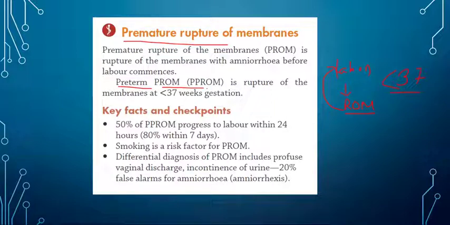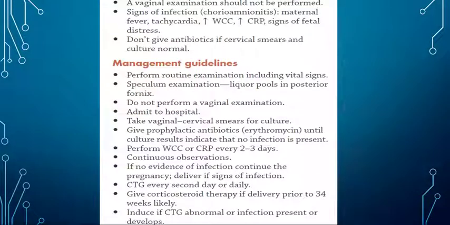Okay. Now, premature rupture of membrane means that most likely the patient is going to have labor as well in a few days' time. So 50% of premature rupture of membrane progress to labor within 24 hours and 80% within 7 days. Smoking is a risk factor of it.